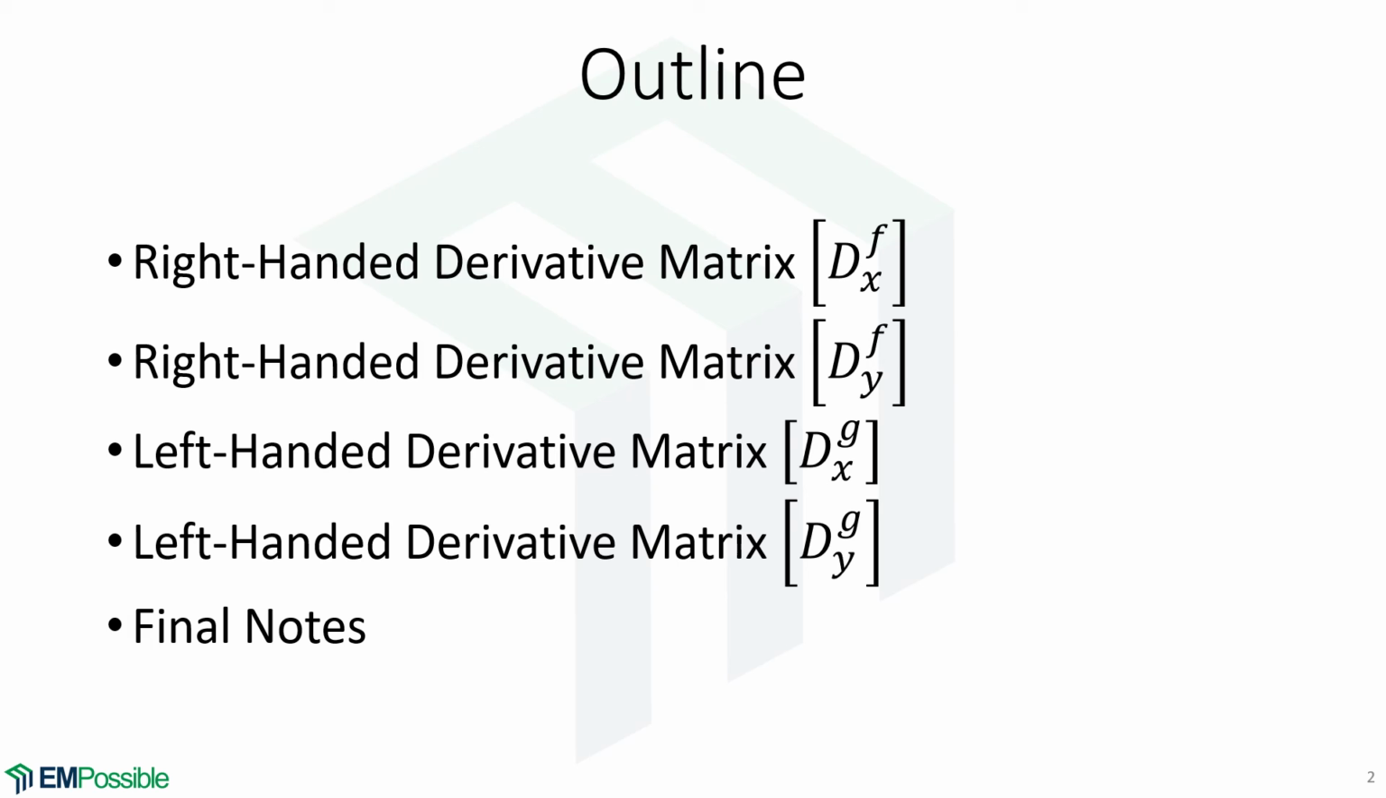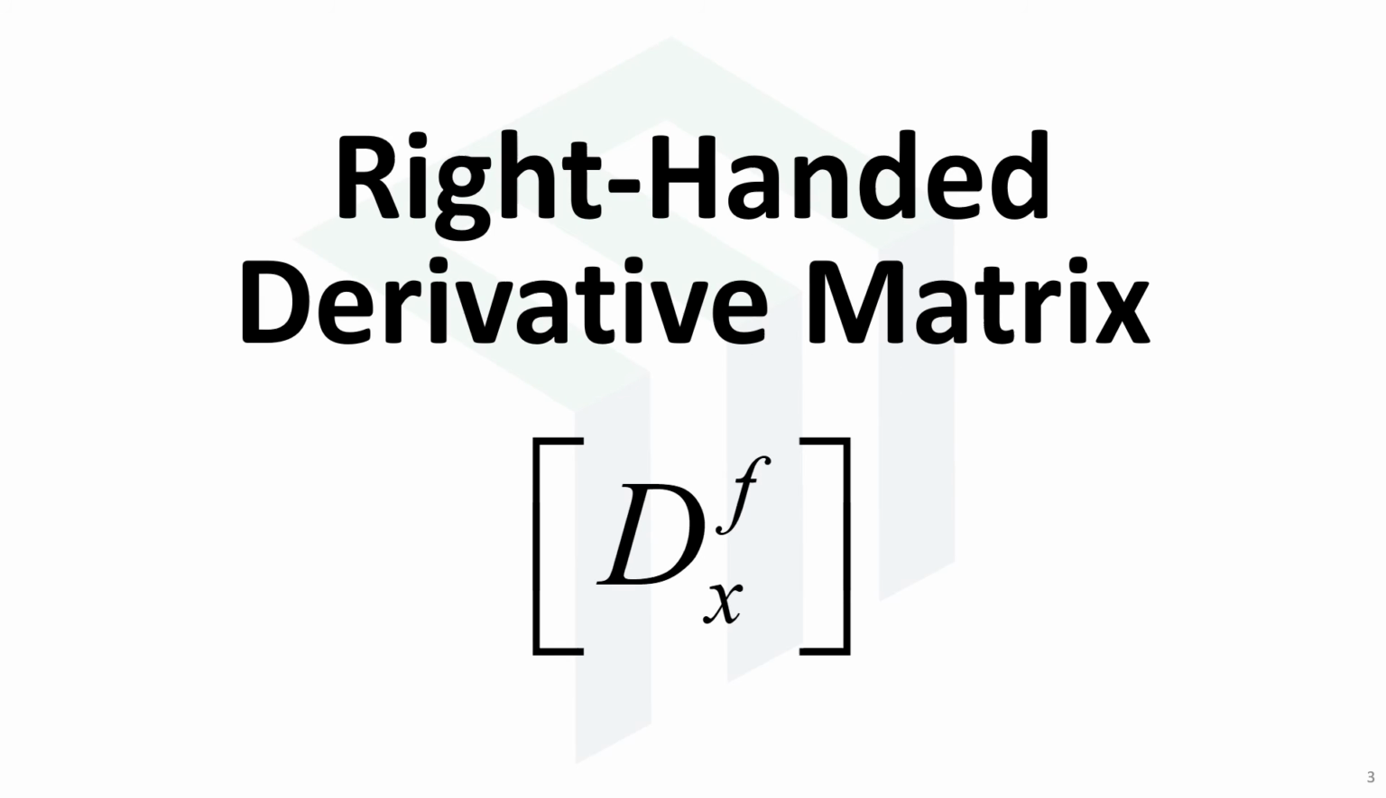We have f and we have g, and they are staggered on this 2-dimensional grid. And we've already seen how when we stagger functions, that changes the derivative matrices a bit. Now we want to talk about staggered grids, staggered 2-dimensional grids, and what those derivative matrices look like. So we'll do that, and we'll end with some final notes. Right-handed derivative matrix DXF.